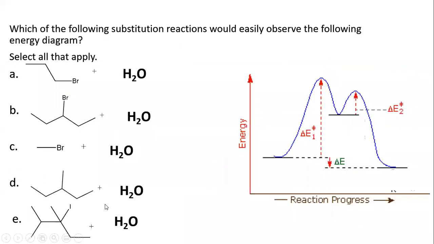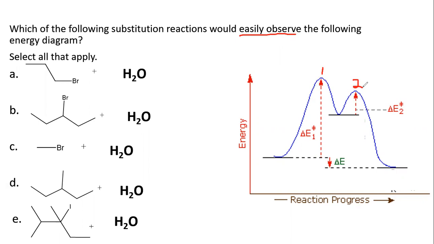Now let's look at some examples. So here we're given a list of reactants that can undergo substitution reactions, and we want to know which of the following would easily observe the following energy diagram. So when we say easily observes, we mean which one's going to have the lowest activation energy for this energy diagram. And notice here that the energy diagram has two steps, or two activation energies, which means it has a two-step mechanism.